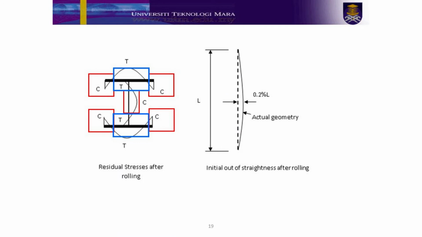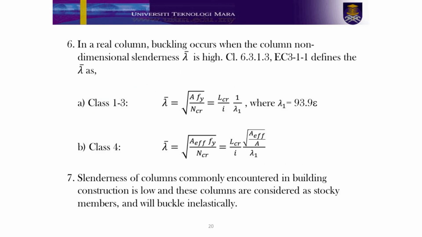In this case, during the cooling process, the areas which are the most exposed to the air will cool first. These areas are the ones highlighted in the red box. All the tip flanges and the middle part of the web will cool first, which causes compression between all the molecules in this area, and at the same time pulls the molecules in the area highlighted in the blue box. The compression and tension stresses that occur during the cooling process after the hot rolling mill are called residual stresses. In a real column, buckling occurs when the column non-dimensional slenderness is high.